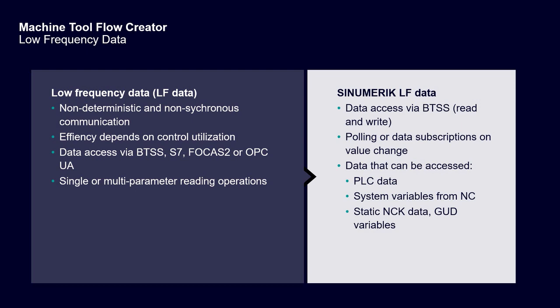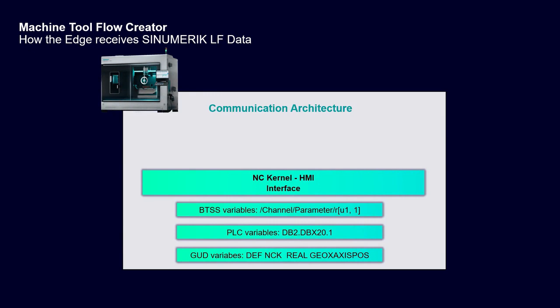A data subscription means that you subscribe to a variable, and whenever that variable changes, you get a notification with a new value. Data that can be accessed is either PLC data, system variables from NC, or static NCK data and GUD variables. Let's talk about how the Edge receives data from the SINUMERIK.